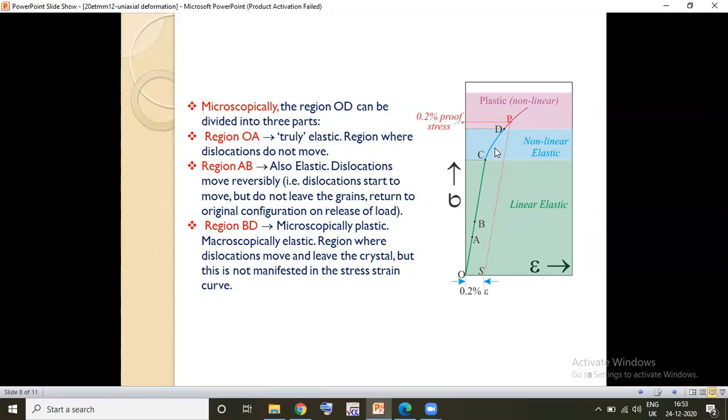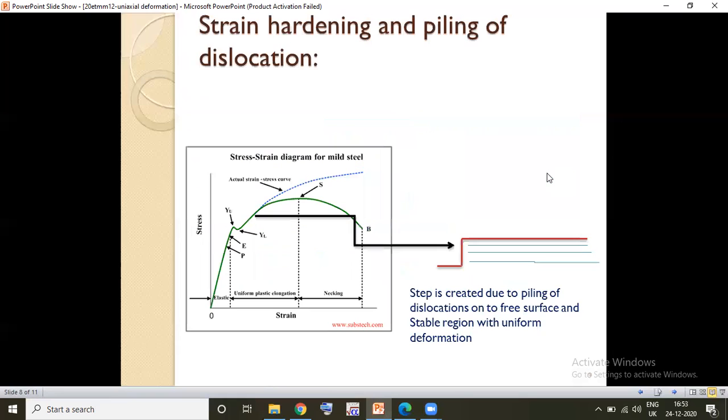So the region B to D is the microscopic plastic region, but we can't see this in terms of the macroscopic point of view, where the entire region is considered to be elastic. So in terms of the macroscopic point of view, we consider O to B as elastic and B to D as plastic. So now you've seen what is happening beyond the yield point.